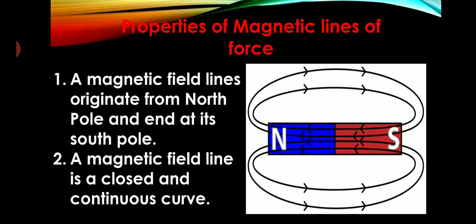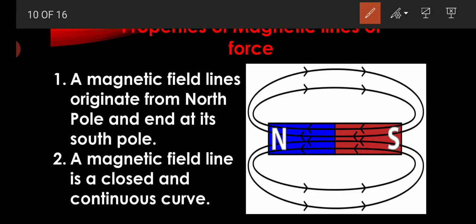Magnetic field lines originate from the North Pole and end at the South Pole. Remember here, the magnetic field lines always emerge from the North Pole, and merge at the South Pole. They move from the North Pole to the South Pole. That is the first property.